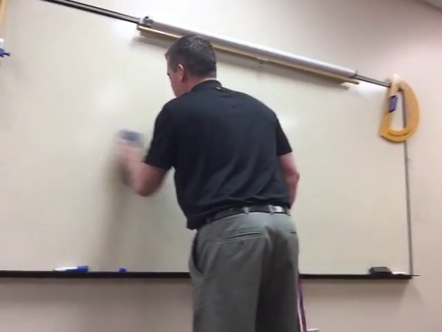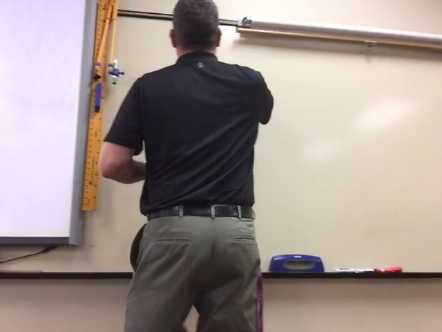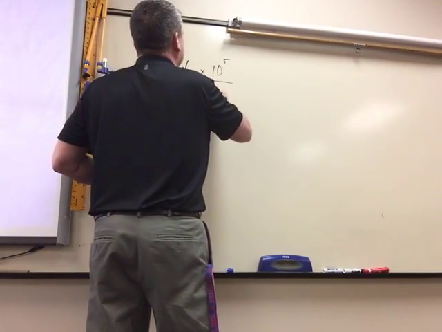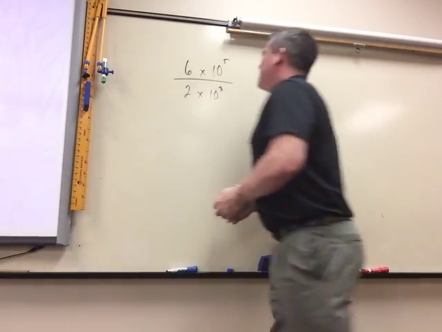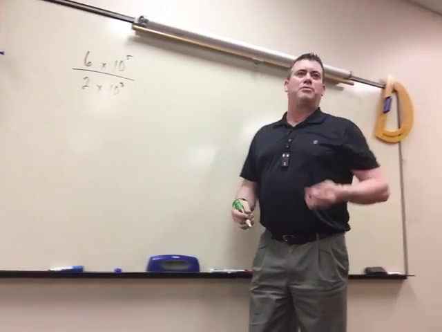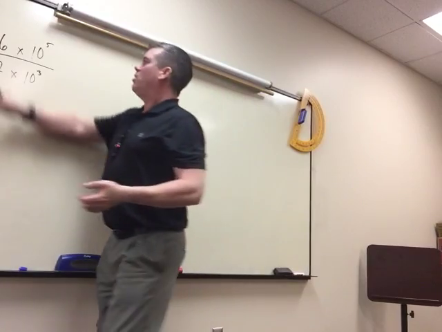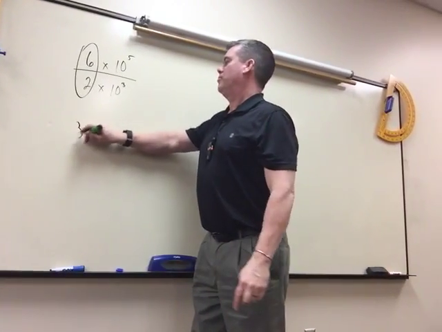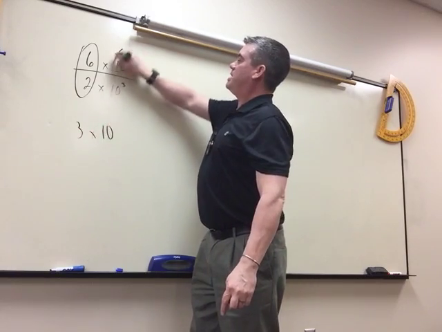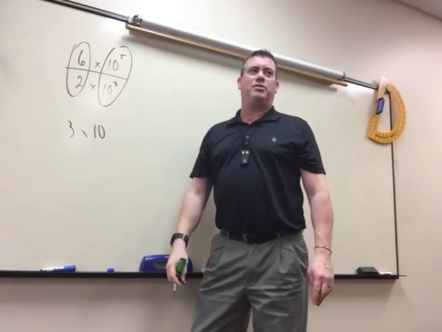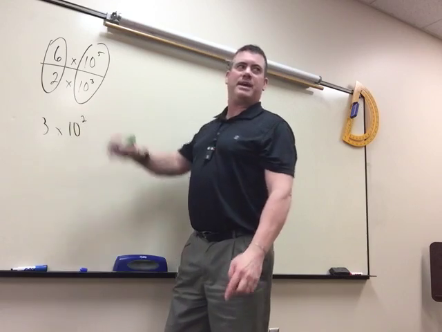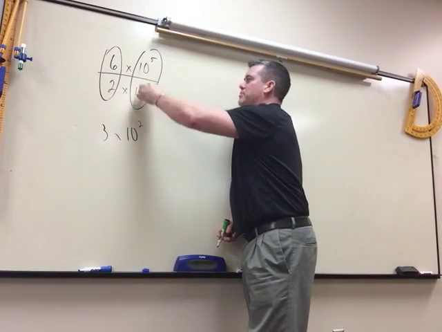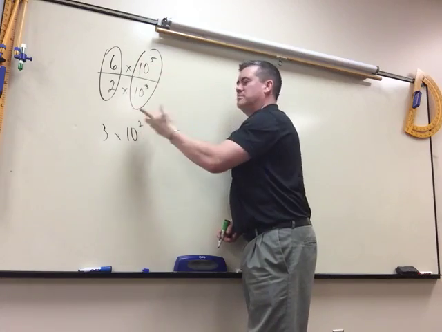The dividing is the same thing, you just use your divide rules. I'll just do an easy one right away. Two scientific notation numbers divided. What's 6 divided by 2? 3. What's 10 to the 5th divided by 10 to the 3rd? 10 to the 2nd. Because remember, you just use the cancel rule here. There's 3 more on the bottom, so take those 3 off and 3 there.